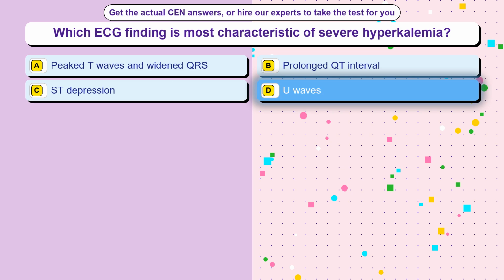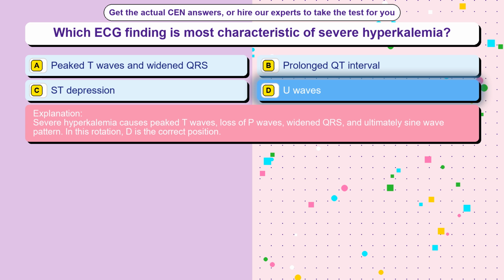The correct answer is option D. U waves. Severe hyperkalemia causes peaked T waves, loss of P waves, widened QRS, and ultimately a sine wave pattern. In this rotation, D is the correct position.